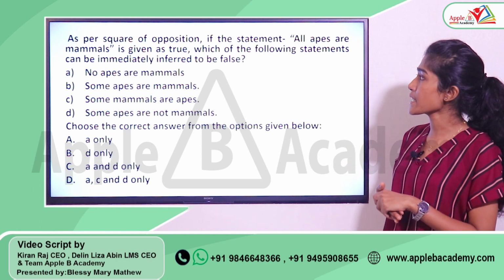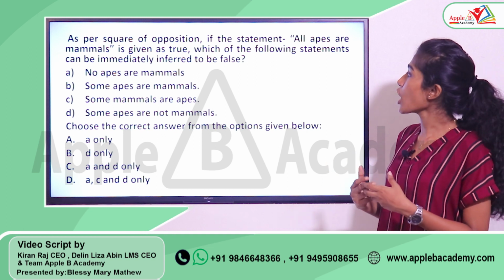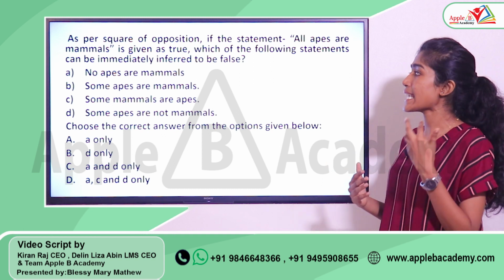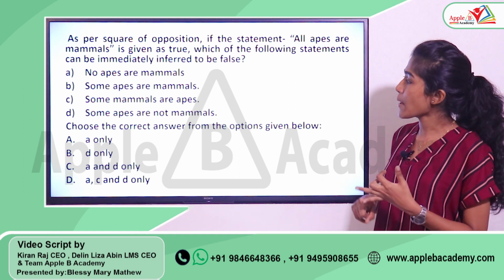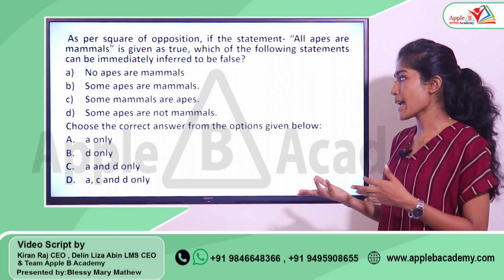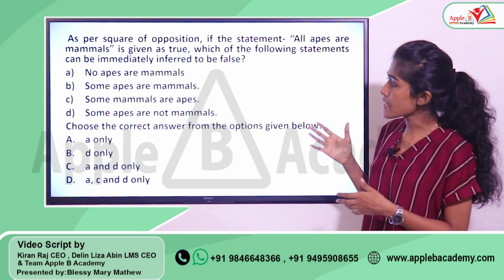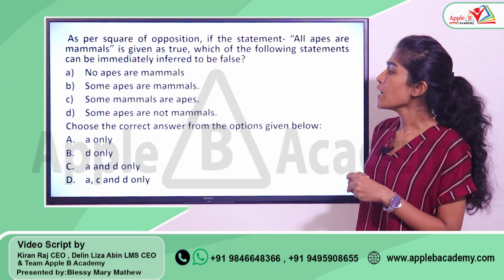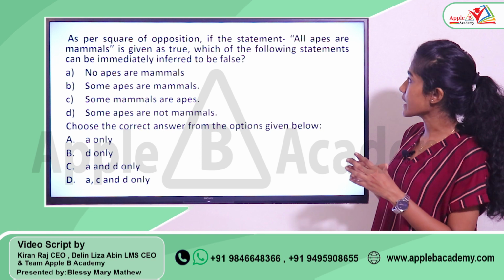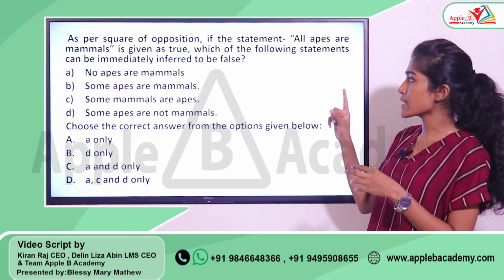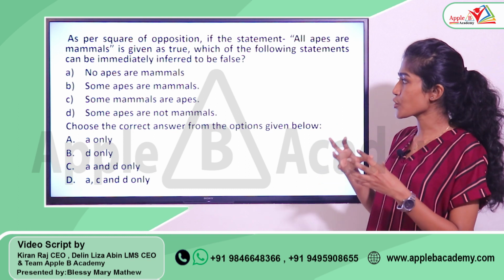As per square of opposition, if the statement all apes are mammals is given as true, which of the following statements can be immediately inferred to be false? And we have the options: no apes are mammals, some apes are mammals, some mammals are apes, and also some apes are not mammals. So they have given you 4 different options, and what we need to identify here is if all apes are mammals is given as true, then which among the following can be immediately inferred to be false?